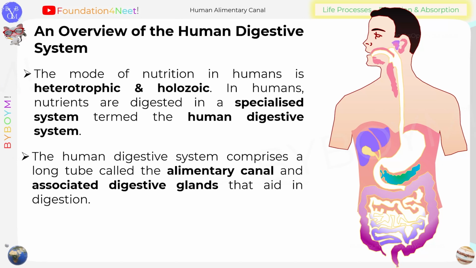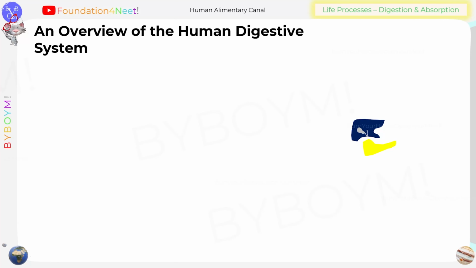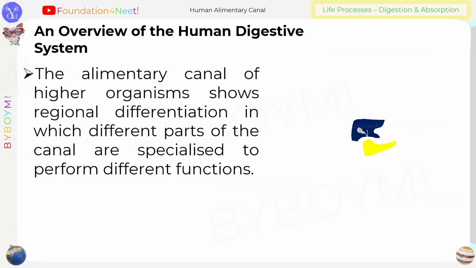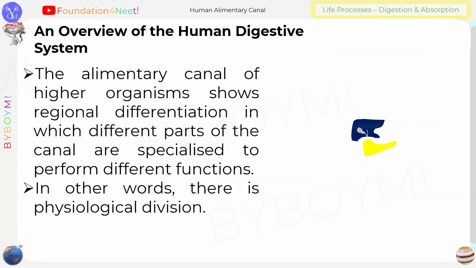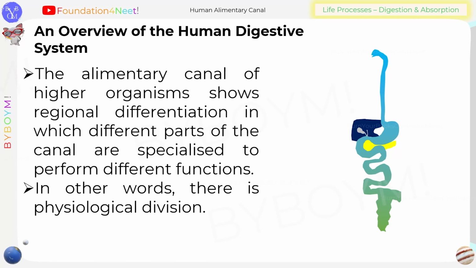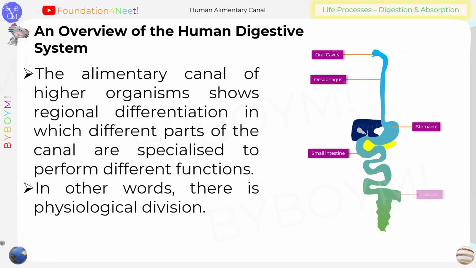Now we are going to talk about the alimentary canal. The alimentary canal is a very long tube, and in higher organisms it shows regional differentiation. Sir, what is regional differentiation? Regional differentiation means different parts of your alimentary canal are specialized to perform different functions. So the esophagus will have a specific function, the stomach will have a different function, the small intestine will have a different function, the anus has a different function. So in other terms you can say that there is a physiological division in the alimentary canal in the case of higher animals.